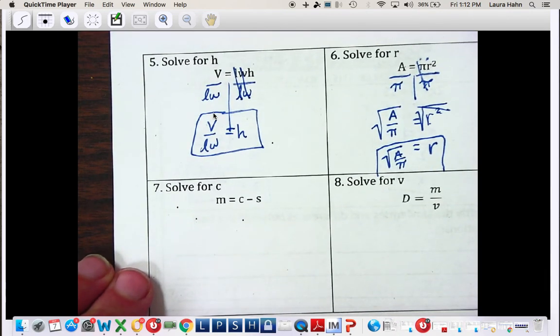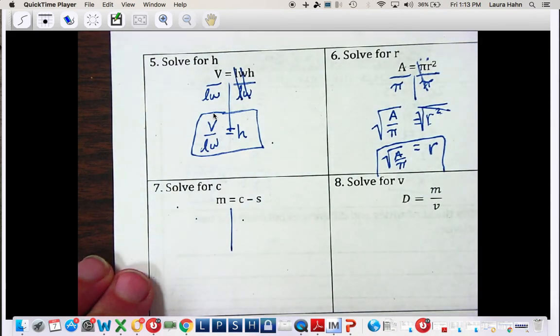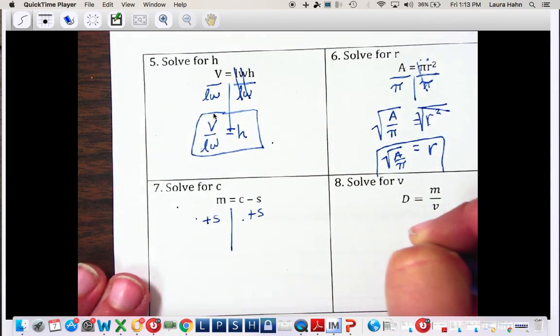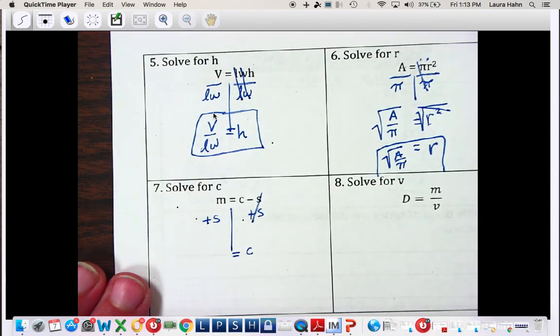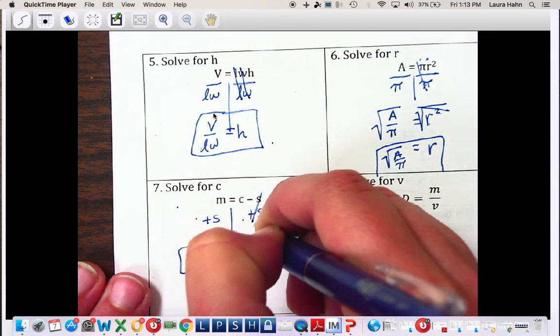Okay, on 7, we want c by itself, which means we have to get rid of that s. Well, to do the opposite, that's a minus s, so I add s to both sides. My s's cancel, so c falls down by itself. I can't really add m and s together to get anything else, so I'm just going to put them side by side. M plus s.